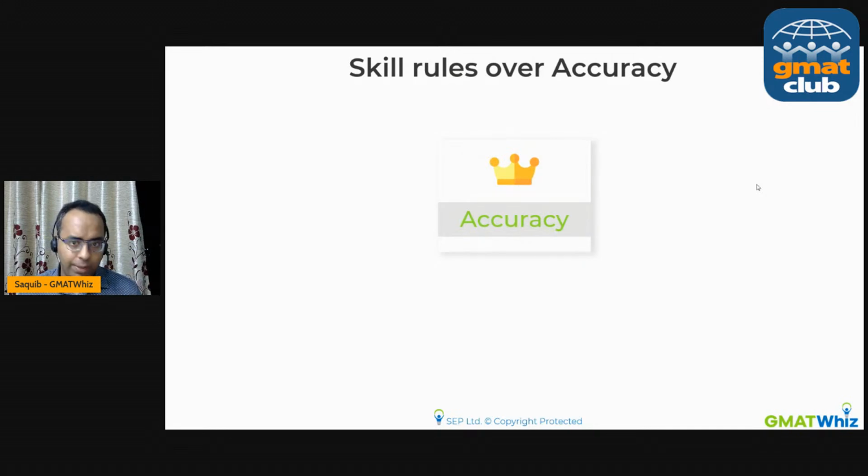And somebody asked me, how do I improve my speed or how do I do well? See, understand, what usually happens is that whenever you're preparing or going through a CR module, RC module, Quant module, what you do is you focus on learning the concept.